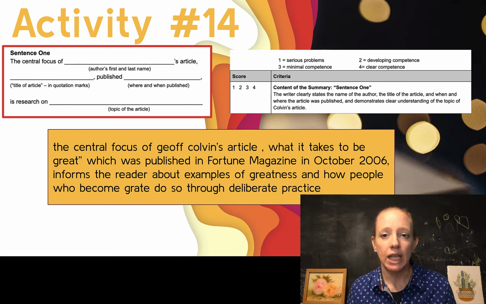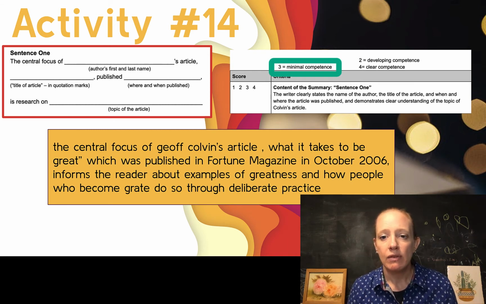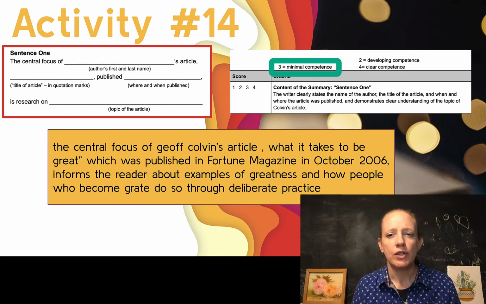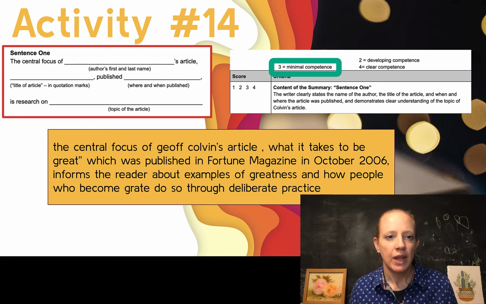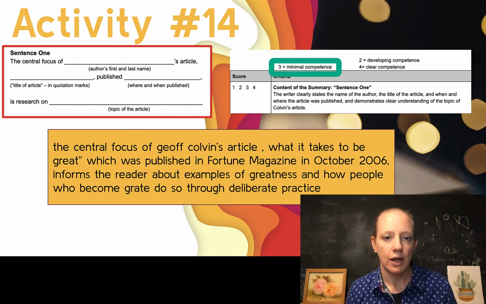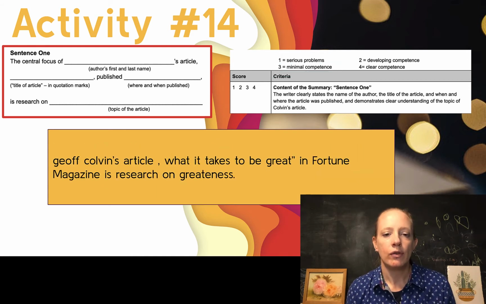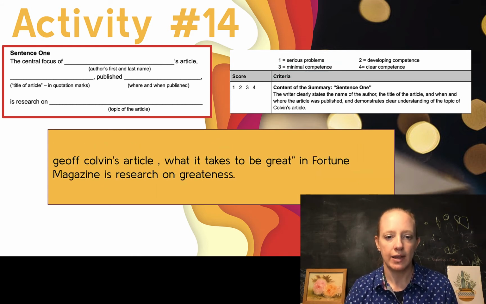So this would at least be a 3, maybe even a 4. The reason I would say it's a 3 is that it uses a few too many words to try and do it. Now, you don't have to use the exact language of the sentence frame, but it will help you generally as you do this. So I would say this is probably a 3. Jeff Colvin's article, What It Takes to Be Great in Fortune magazine, is research on greatness. Take a second and score that in the chat.